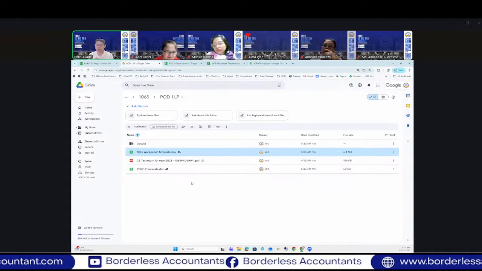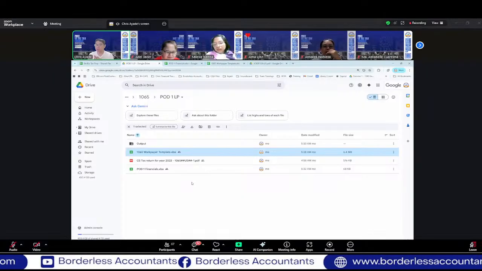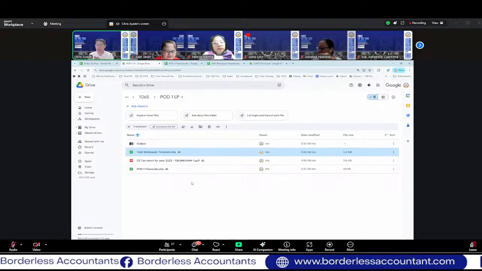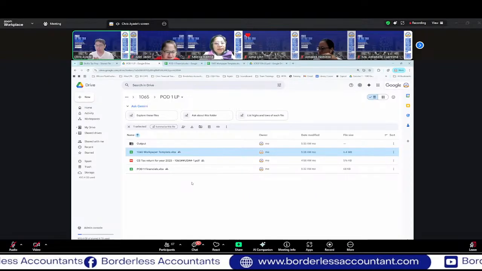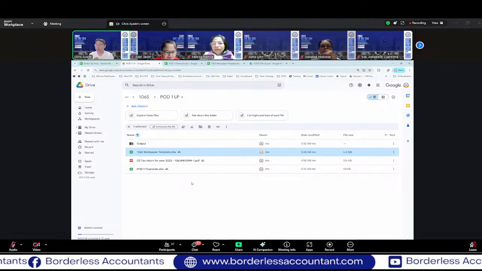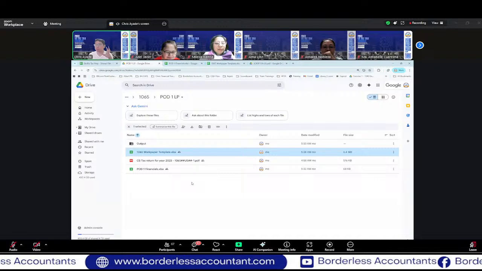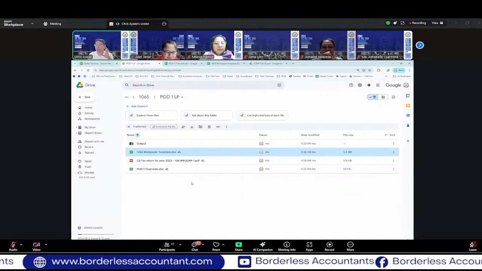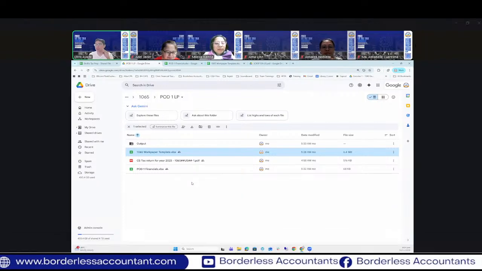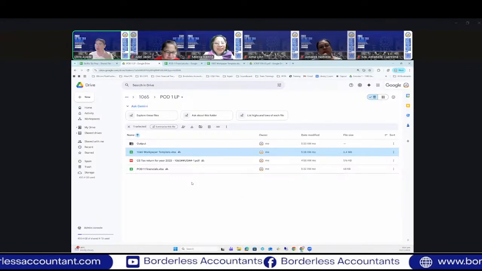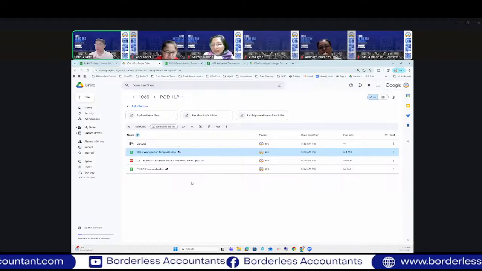So for one, we are already using ProConnect. But ProConnect, you guys, this is useful for startup firms. Kasi ang ProConnect, if you notice, per return yung charge niya, right? So per federal return, tapos per state pa. So medyo malaki yung overhead cost nung firm, right?